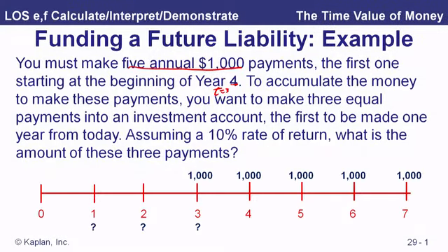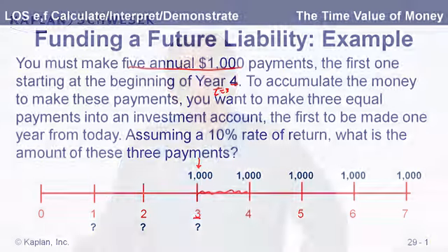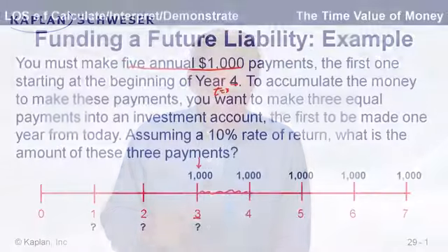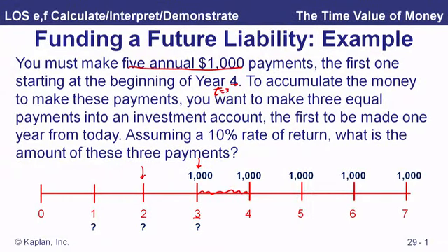So we've got a payment starting at the beginning of year 4, which is the end of year 3. Here's the 4th year right here. So this is the beginning of the 4th year. And we've got $1,000 payments beginning then. So what we're going to do is, this is like the deferred annuity that we looked at. We're going to calculate the value right here and then figure out what deposits we'd have to make.